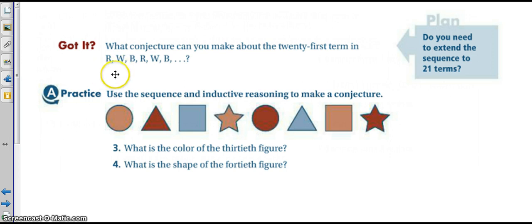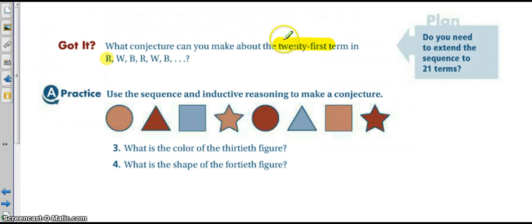real world situations. But since I have red, white, blue, and those are terms 1, 2, 3, 4, 5, 6, we then have to figure out what will be the 21st term. Well, my first term is red, but then I have a cycle of 3. So think about taking 21, dividing by 3, and figuring out would I be at my first term, my second term, or my third term at term 21.